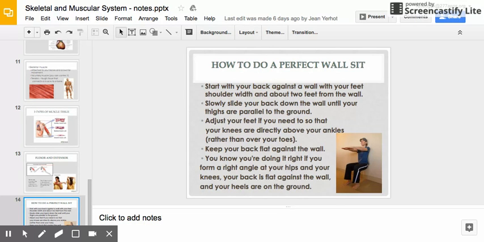And the longer you stay, the more you'll feel the muscles in your legs that are supporting you start to burn. This is an anaerobic exercise because you are not moving while you do it. You'll know you're doing it right if there's a right angle, like you can see in the picture here, between the hips and the knees. The back is flat against the wall and the heels are flat on the ground.